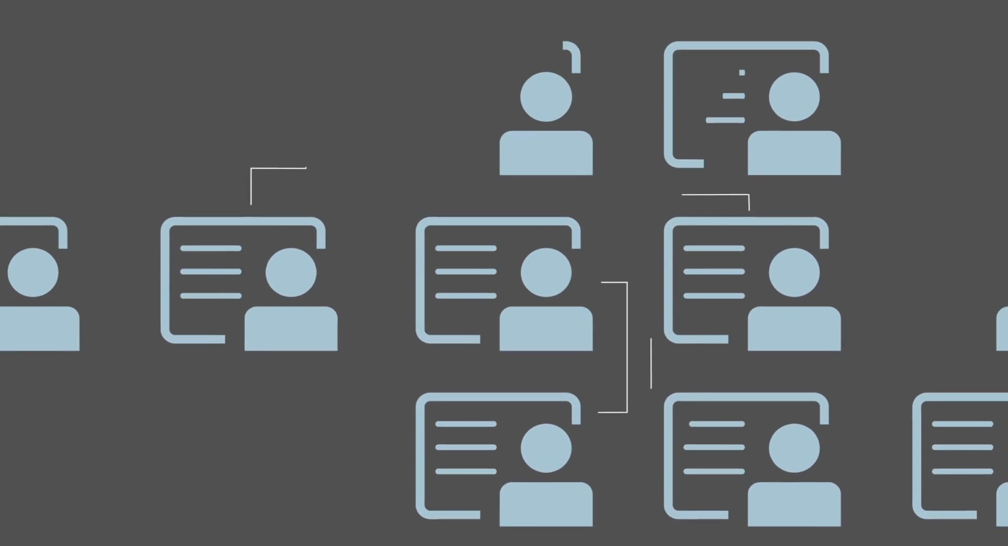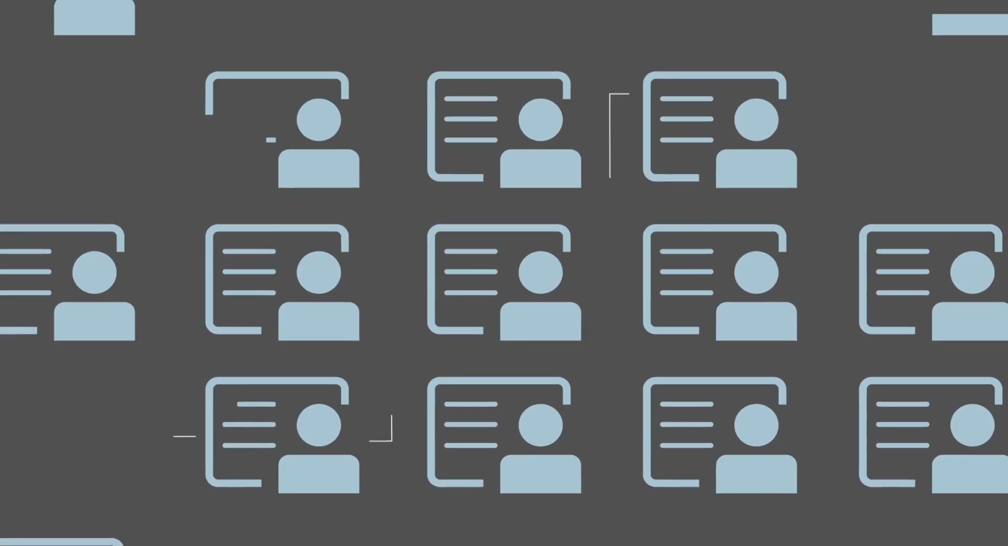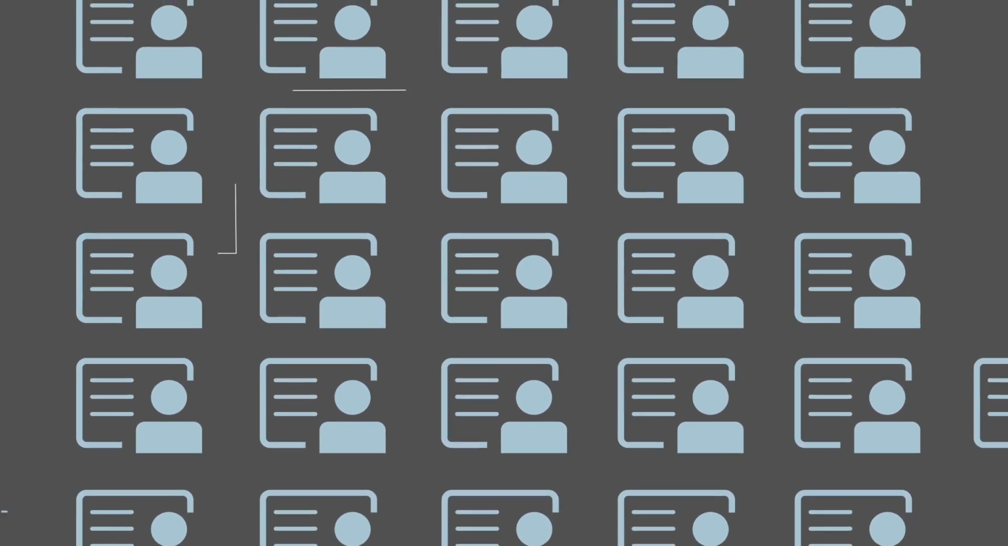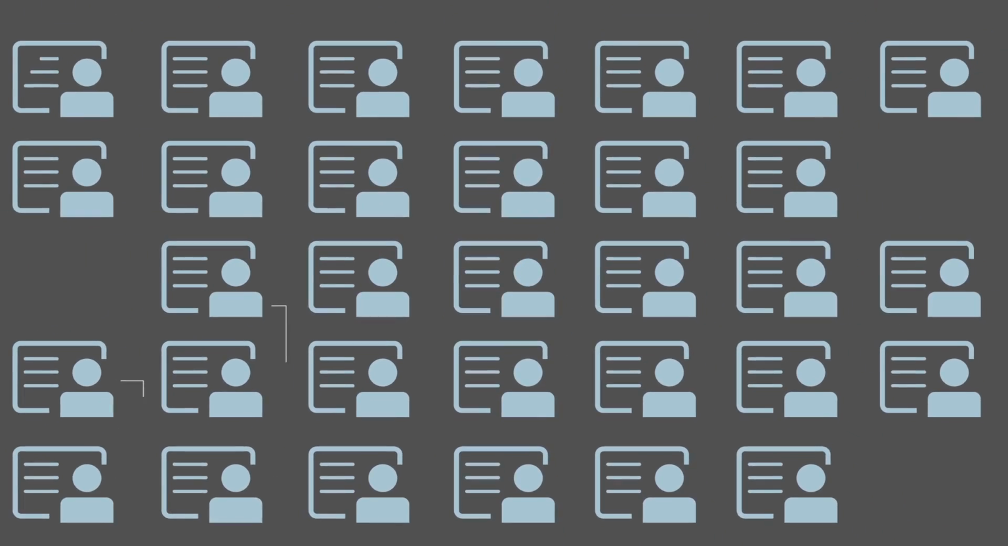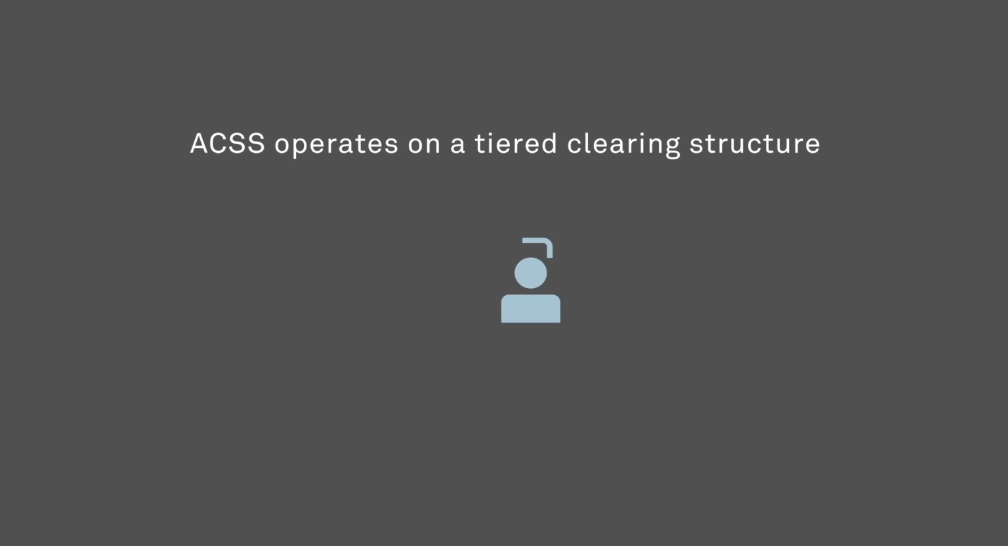Considering the large number of CPA members and the number of payments they exchange each day, if every member exchanged items directly with every other member, there would be a seemingly endless number of clearing exchanges to calculate. It would be confusing, inefficient, and risky. That's why the ACSS operates on a tiered clearing structure, meaning that there are direct and indirect participants.